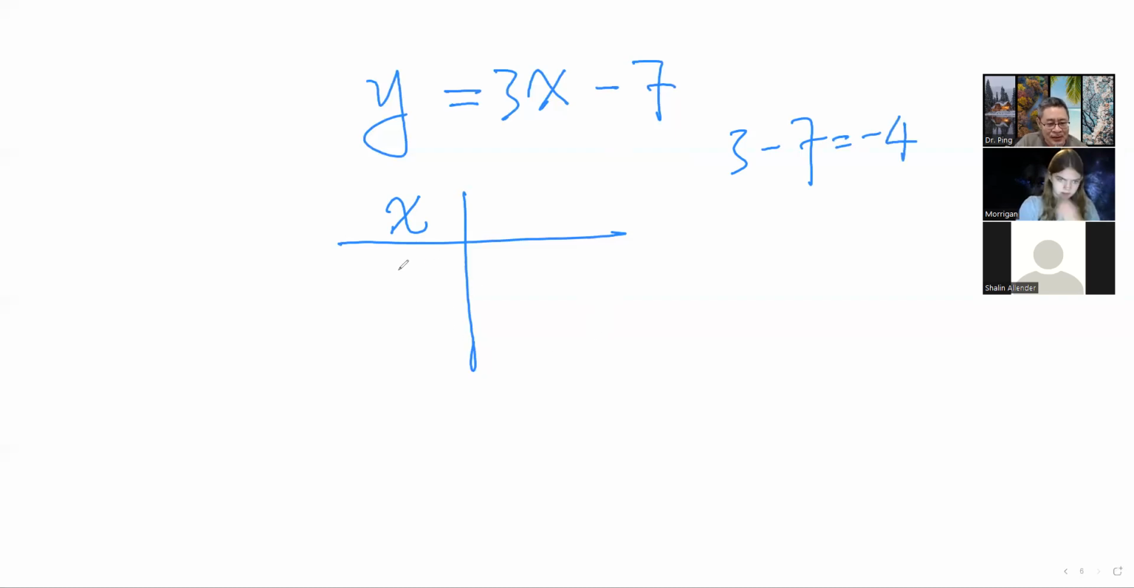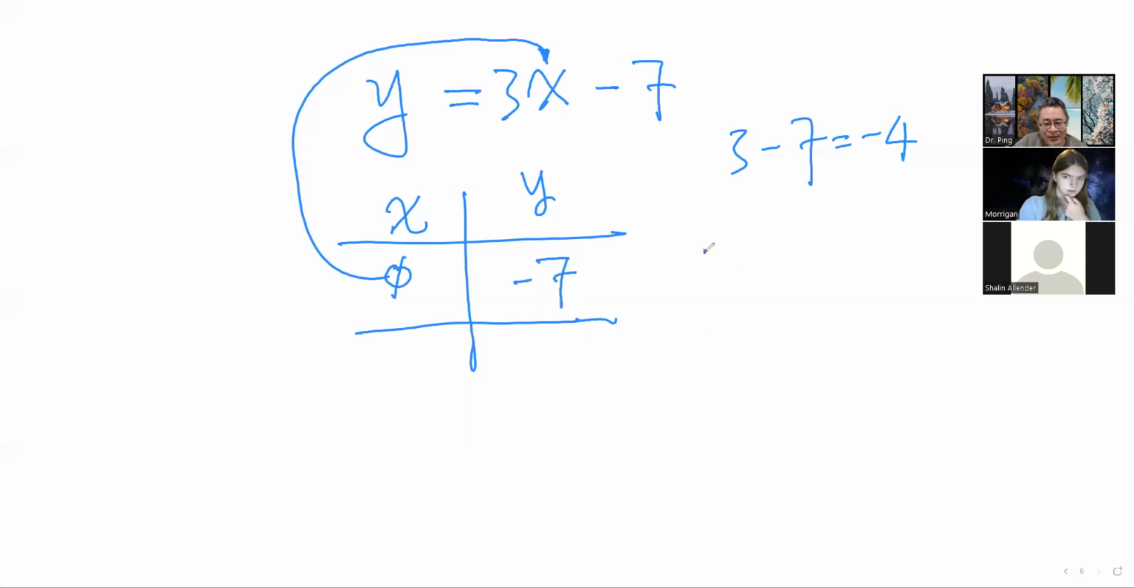So is x 0 on the first? If x is 0, what's our y? So it'd be 3 times 0, which is 0, and that would be -7, right? Right, very good, -7. So now we have the first point, 0, comma, -7.